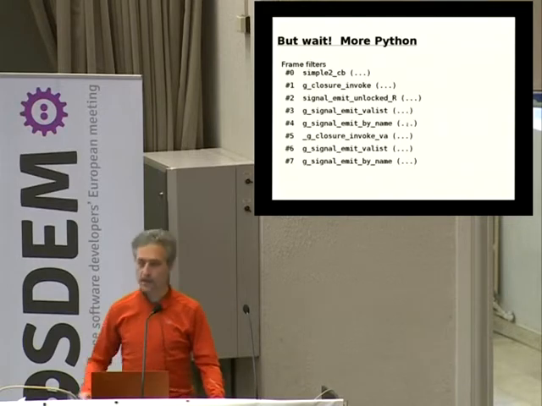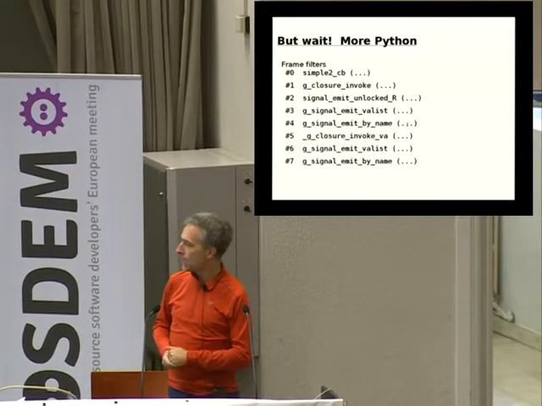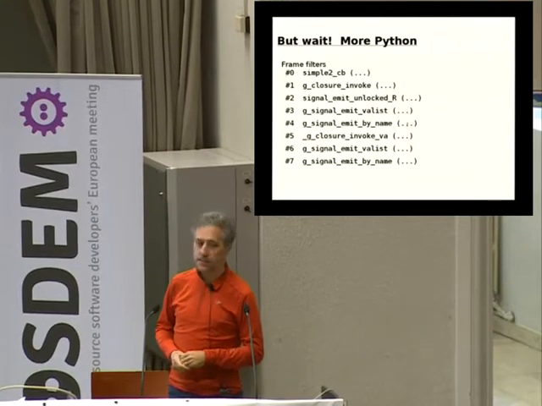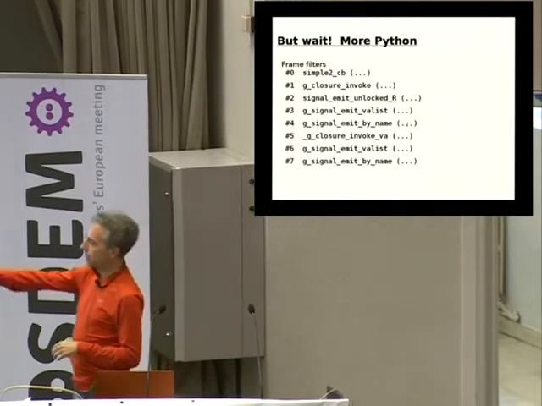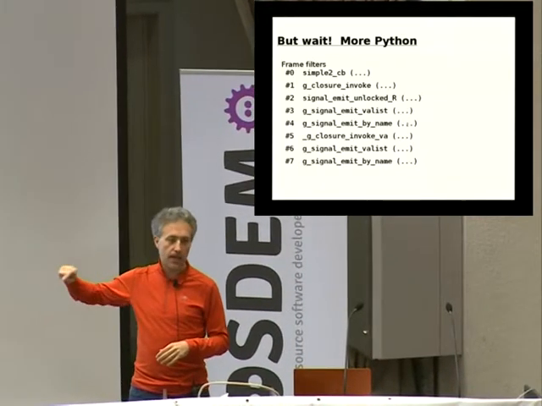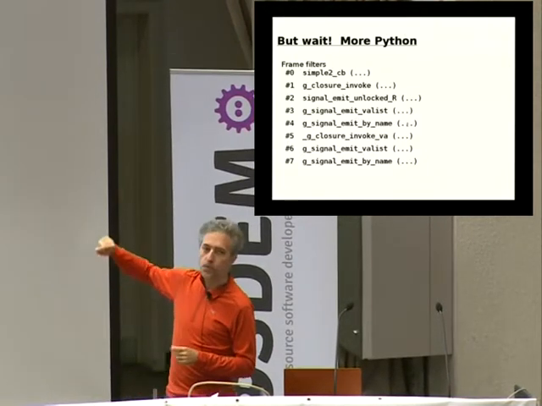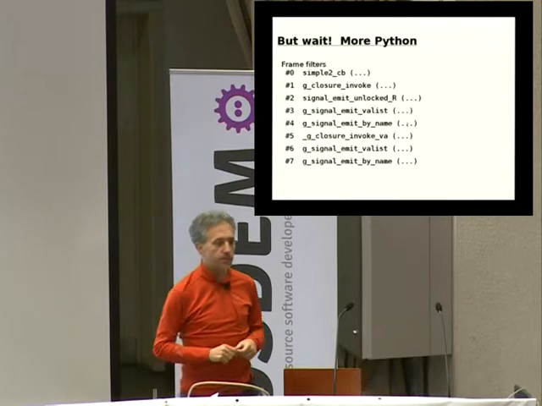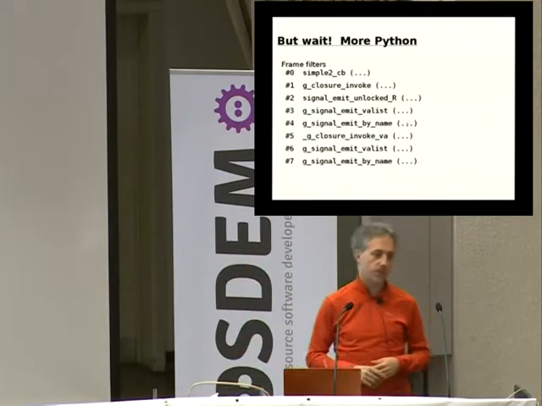So here's a backtrace I edited down. This is a signal emission in glib. I don't show frame 8, but frame 8 is a piece of my program that emits a signal on a glib object. Then frames 7 through 1 are glib's implementation of signal emission. And then frame 0 is the callback.